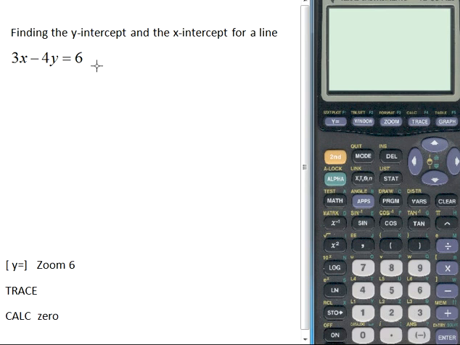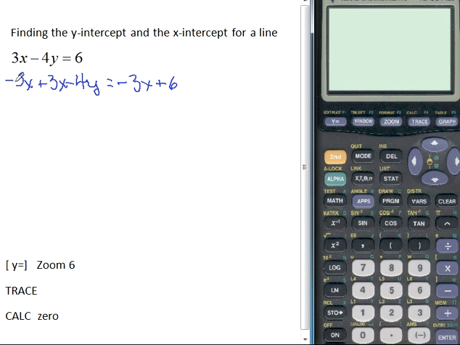Alright, in this video we're going to look very briefly at finding the y-intercept and x-intercept for a line using the calculator. The first thing we need to do is to take the line and solve for y. So let's first do that by adding negative 3x to both sides. Negative 3x plus 3x minus 4y equals negative 3x plus 6.